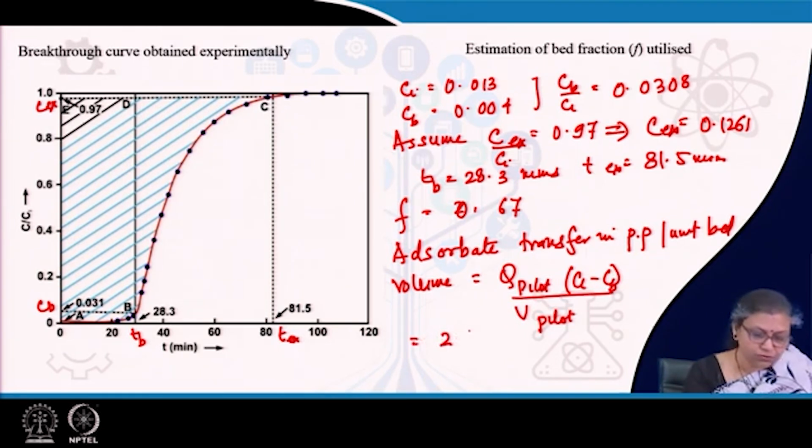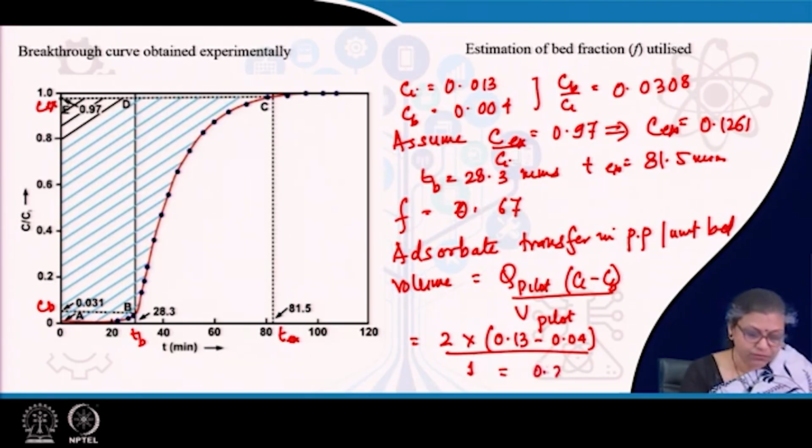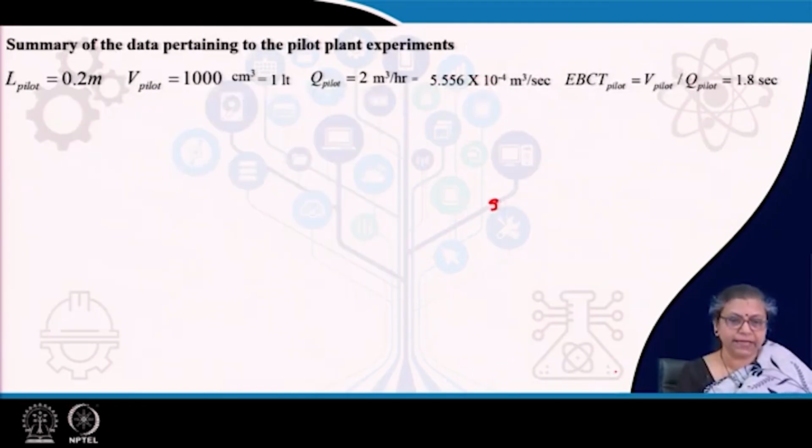The Q_pilot was 2. The change in concentration, I have already written it down, so you can check it for yourself. The volume of the pilot plant, if you remember, was given. So, from there we find this is 0.252 moles per hour per liter of bed, right.